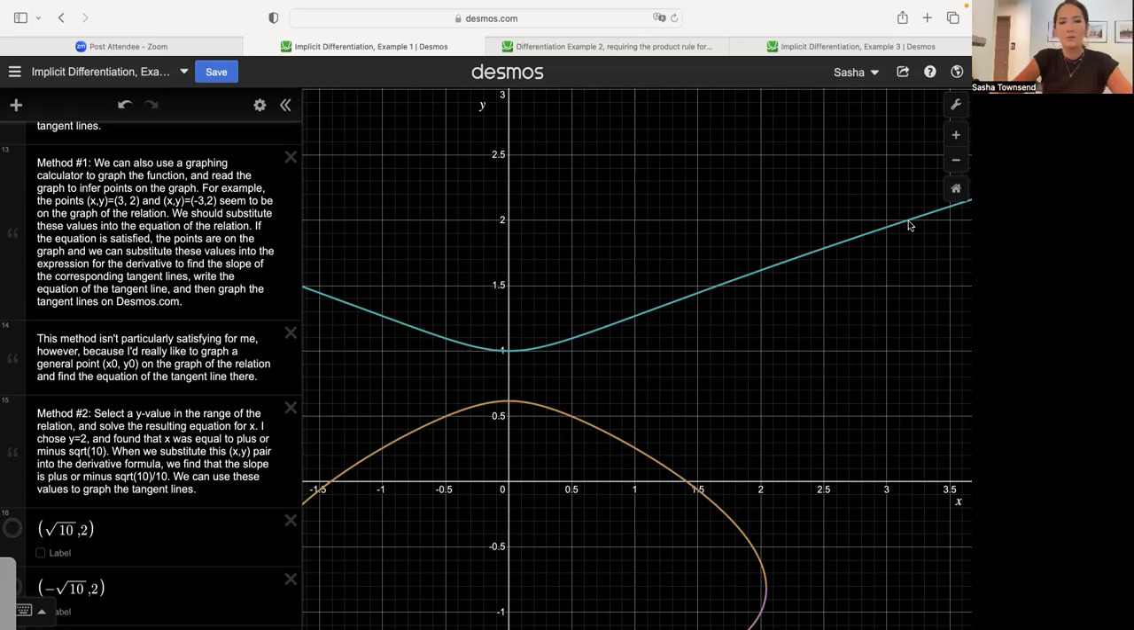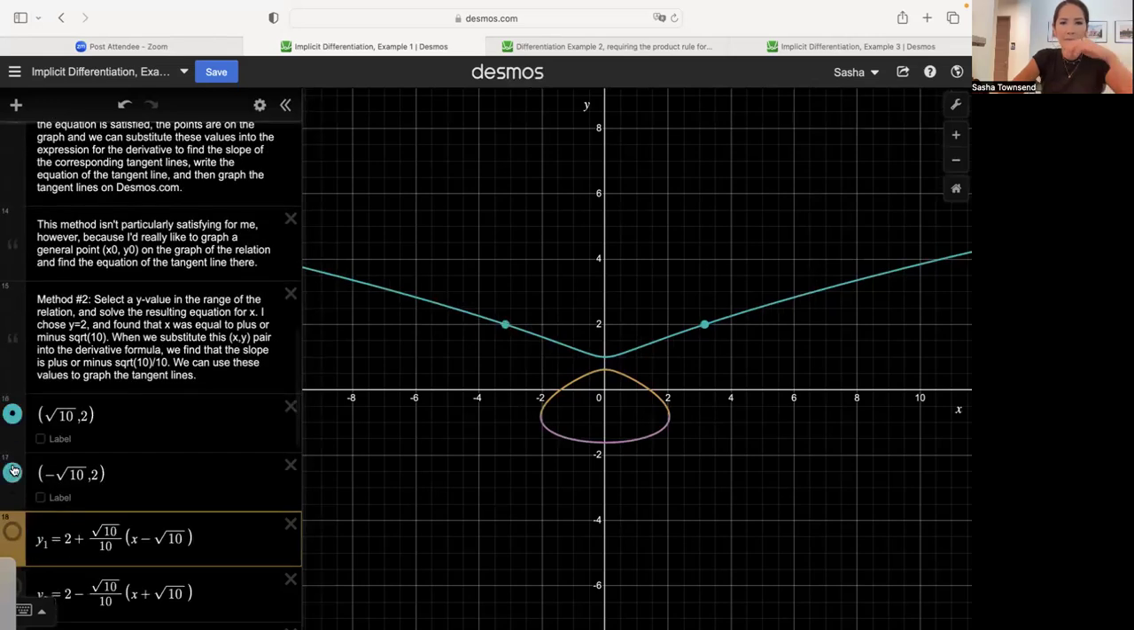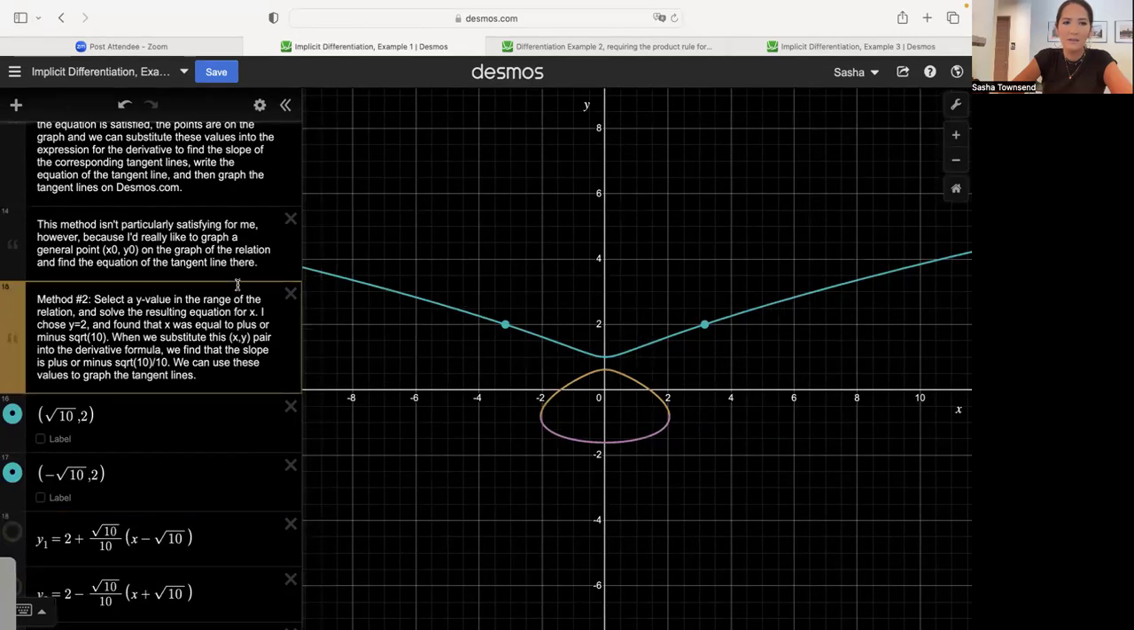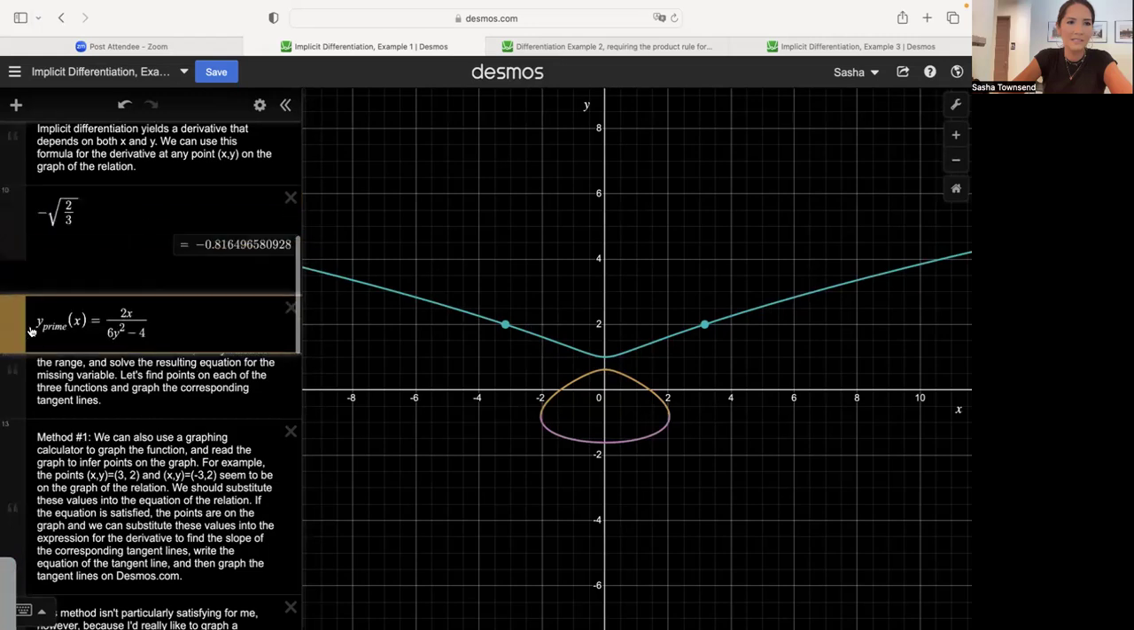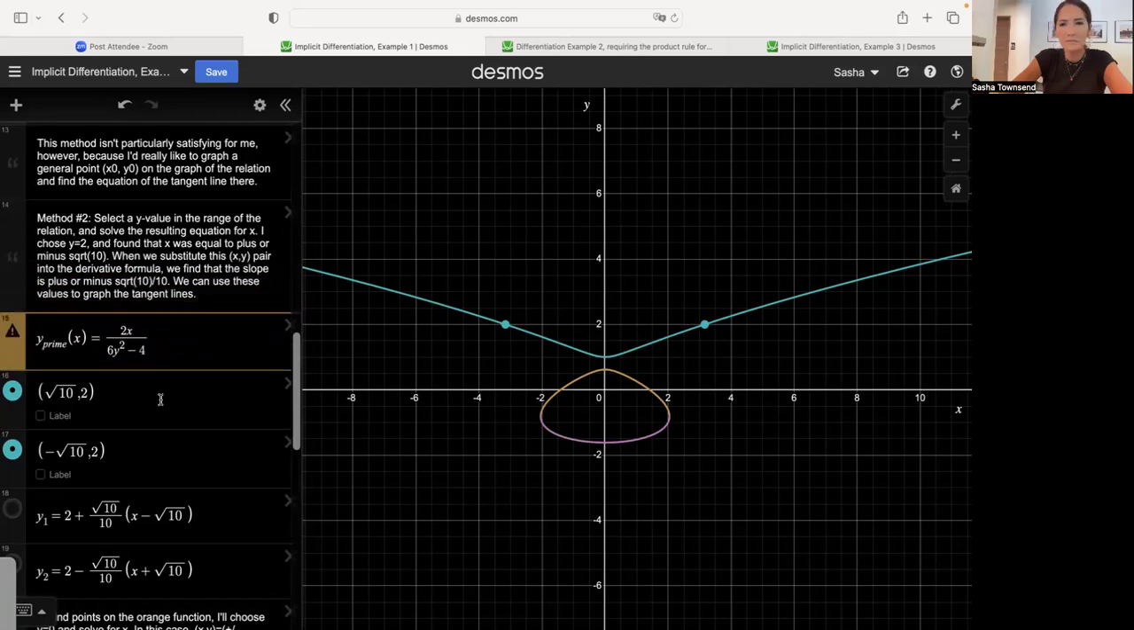If you substitute y equals 2 into the equation, you get x equals plus or minus the square root of 10, which gives us these 2 points. And then we can substitute these values into our formula for the derivative. Actually, let's bring that with us. This is what we calculated on paper. And at those values, our slope turns out to be square root of 10 divided by 10 in one case, and negative square root of 10 divided by 10 in the other case, depending on whether x is square root of 10 or negative square root of 10, because we have that x factor in the numerator.